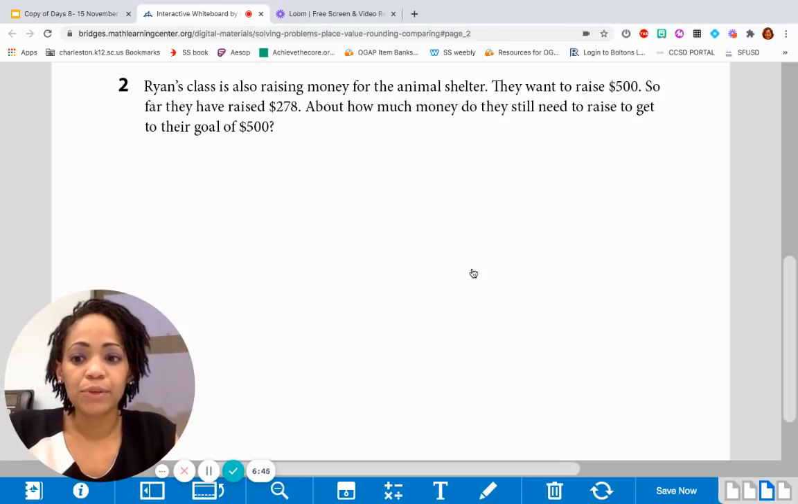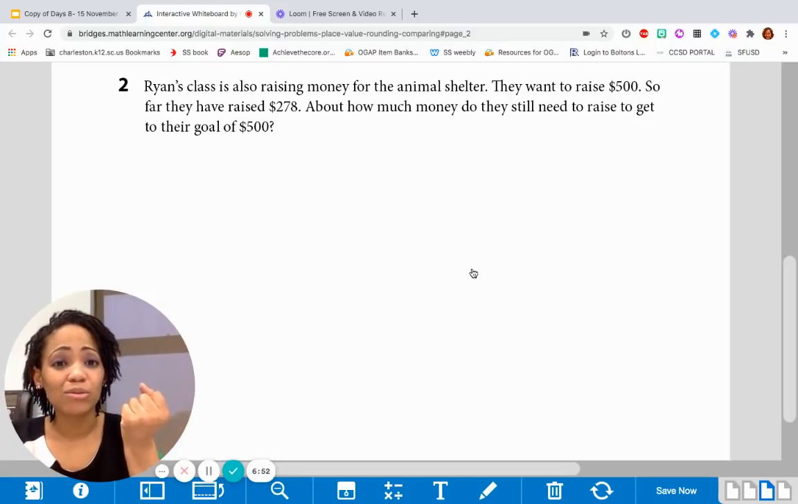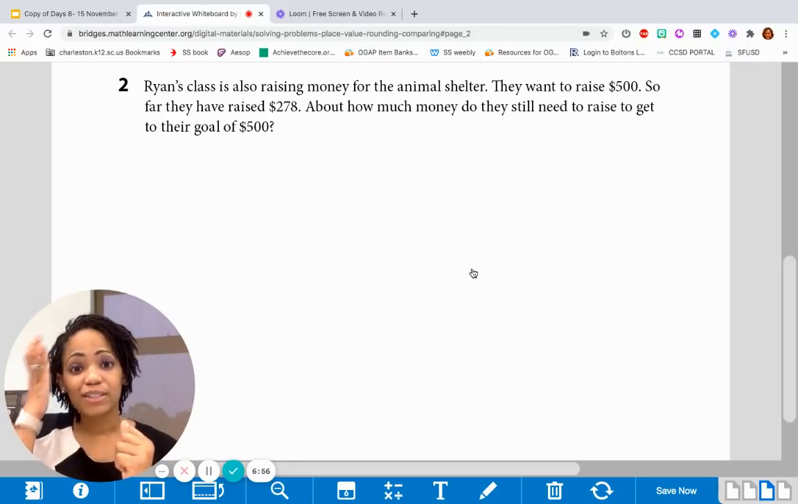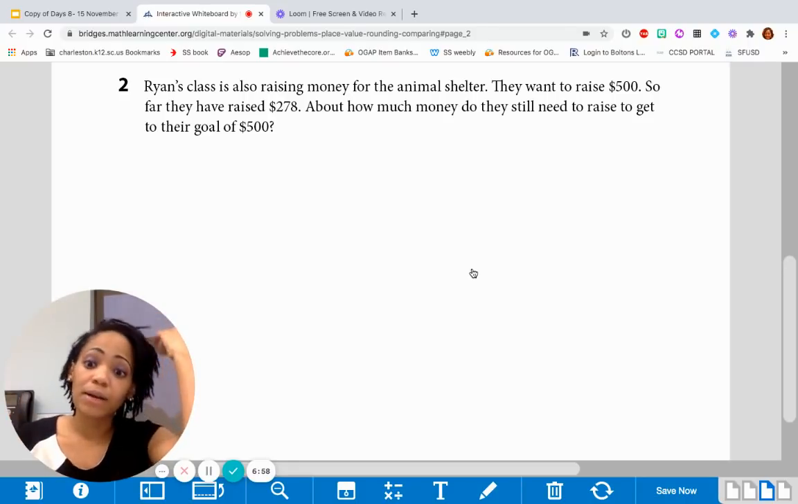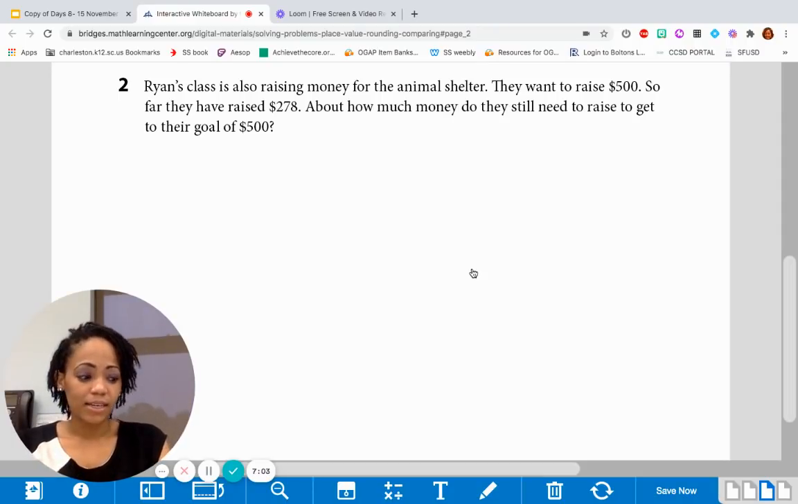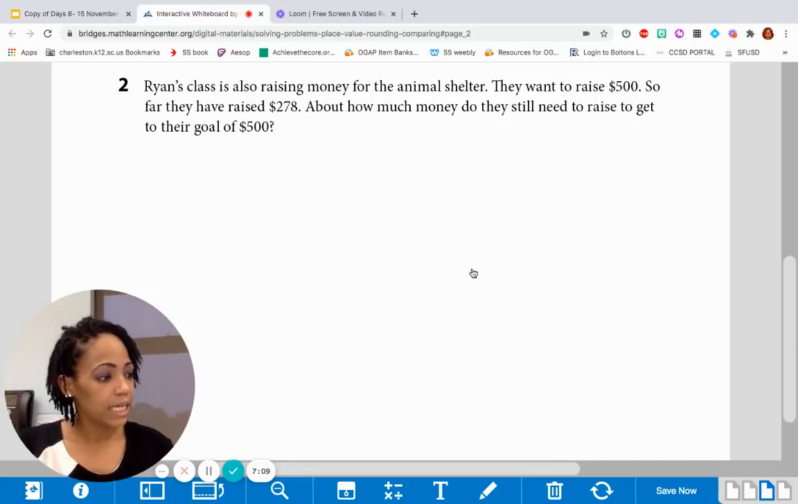What might you do? Have you recognized that this is a little different than the first problem? They want to raise 500, so we know the total amount they want to get to. We know how much they have, so it's either what we call a missing add-in problem or it is a subtraction problem, okay? So work through this problem. I'm going to give you a few moments. If you need to pause this video, please do so.